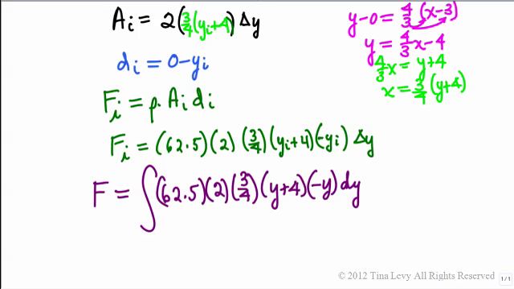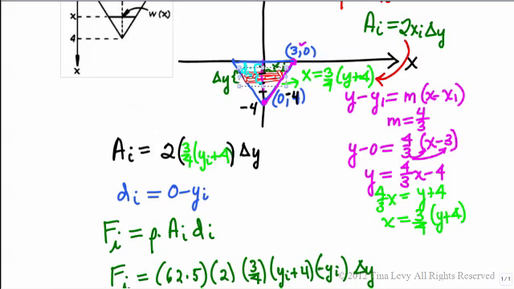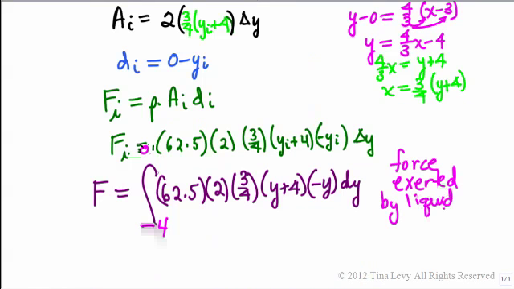And now the only thing I need to do is go back to the triangular plate and see the limits of the plate, because you can't be anywhere else but on the plate. So now, you guys, we go back to the diagram, and the limits of integration are where the plate limits are. So the plate was from -4 to 0. Okay, so the limits are from -4 to 0. And this is the force exerted by the liquid on the plate.